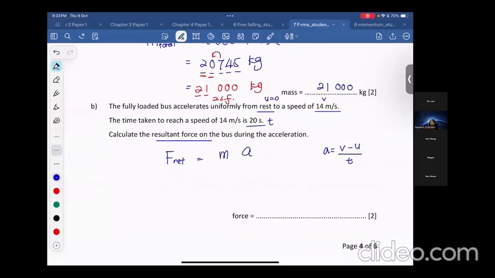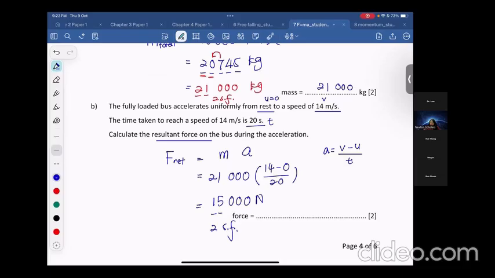And how about others? So this one I can use 21,000. A is V minus U over T. So I use 14 minus 0 divided by 20. My resultant force, I make it two significant figures, can be 2 to 3. So my answer is 15,000 Newton. I make it two significant figures, but if you count 14,700 also never mind, it's three significant figures. Is that clear, dear?